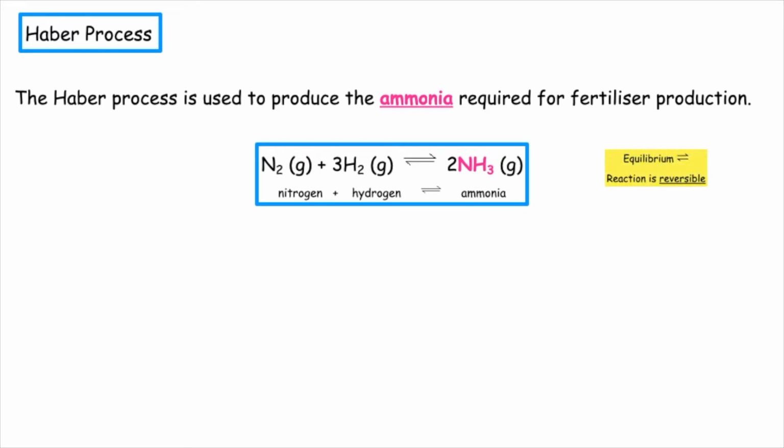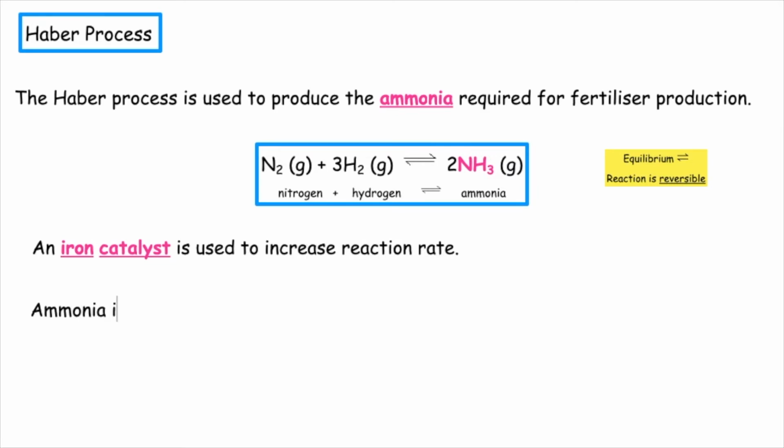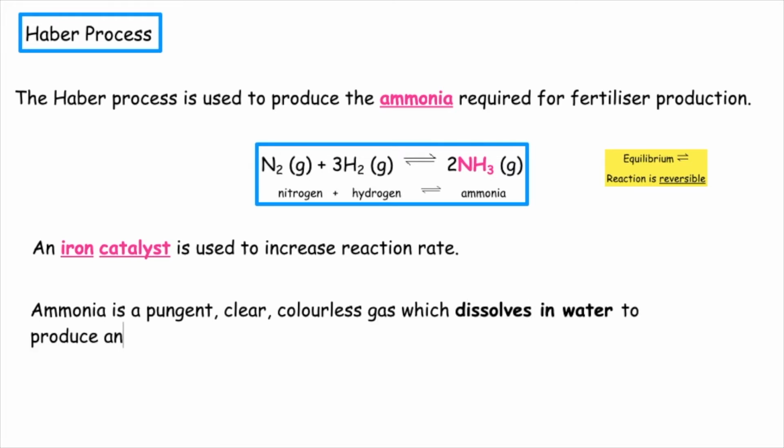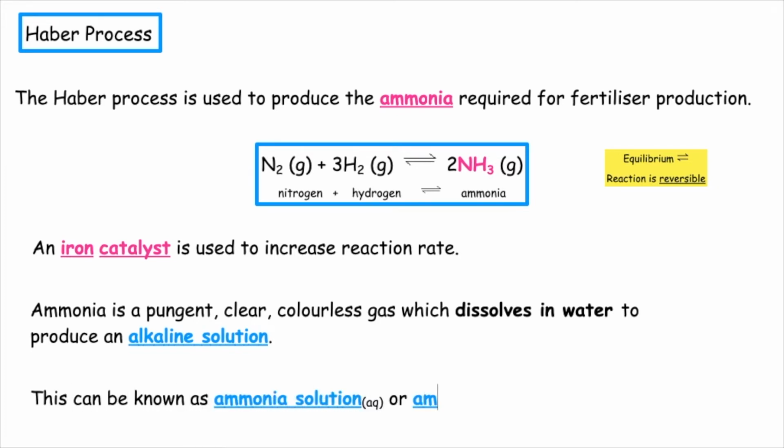We've got a double-headed arrow, which means that this forms an equilibrium, meaning that the reaction is reversible. To make this process occur, we have to use an iron catalyst to increase the reaction rate. Ammonia is a pungent, clear, colourless gas which dissolves in water to produce an alkaline solution. This can be known as ammonia solution or ammonium hydroxide.